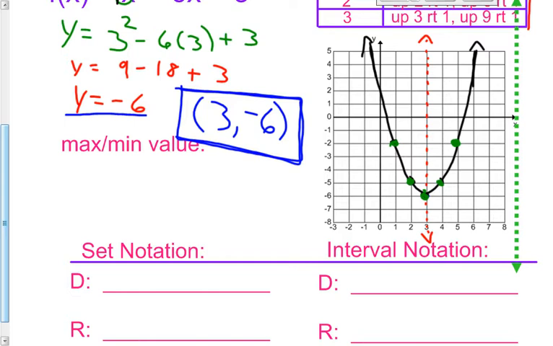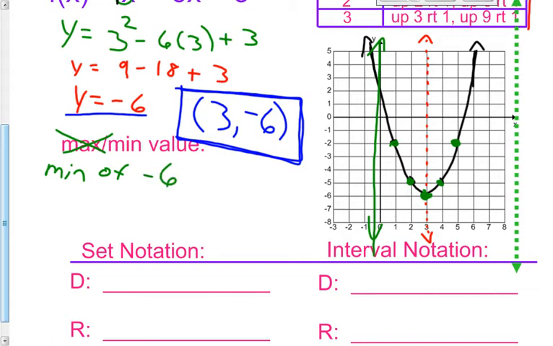You know that this goes up, so it's not going to have a maximum value. It has a minimum value. Here's how I want you to write the minimum value. The minimum value is the low point, and the low point going up and down, so your y-coordinate is what your minimum value is going to be. What is that y-coordinate? It's down 1, 2, 3, 4, 5, 6. It's a minimum of negative 6.